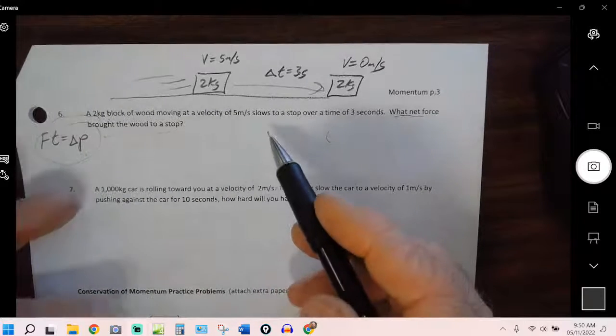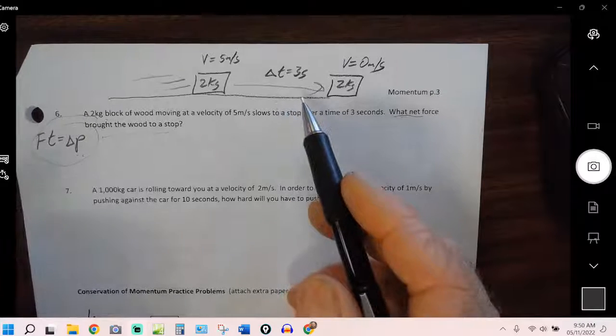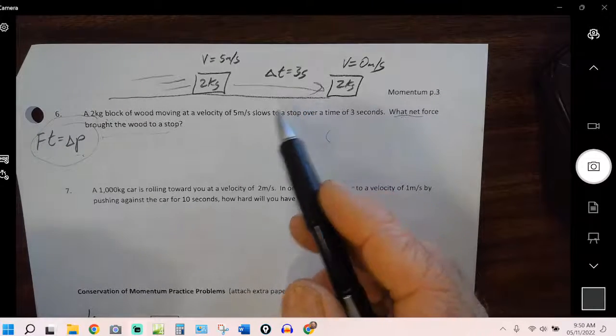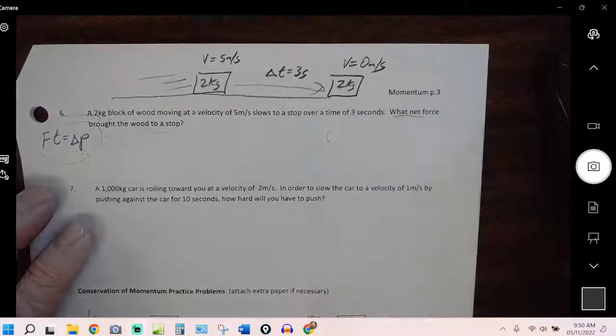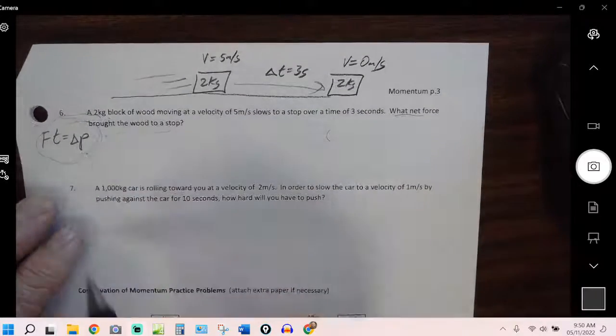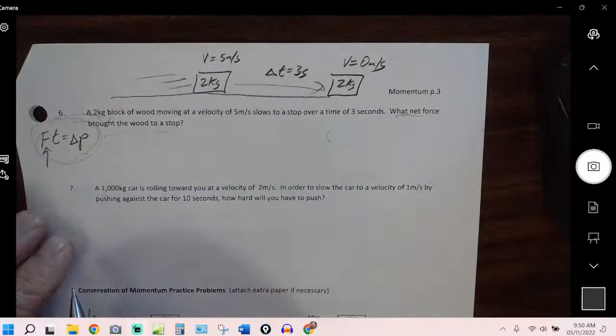So we could use F equals ma, and we could find the acceleration, A equals delta V over delta T, and we could do this problem that way, and we could find the force of friction like we were just doing in the last unit. Or we could just use this. So we're looking for a force. That's the force. We need to know the time. Do we know the time?